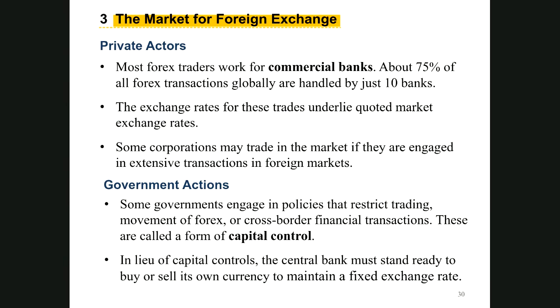So the market for the foreign exchange. Who are the main traders in this market? One is the commercial banks, and one is the government. That's it. And the government can use tools to shut down the market. That's called capital control. They just don't allow people to buy or sell foreign currency. That's it. So let's wrap up this part.